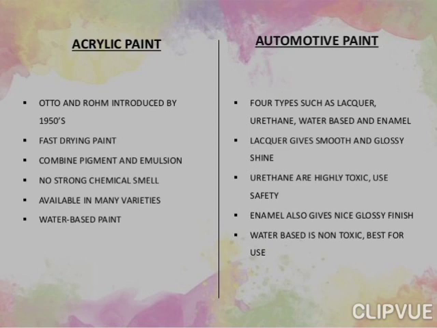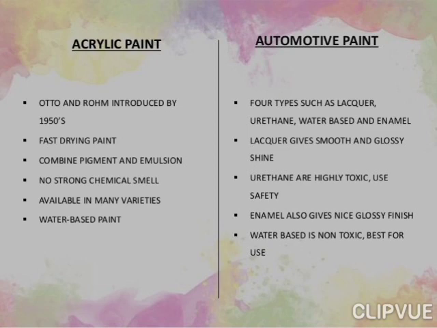The difference between acrylic and automotive paint. Otto and Rohm actually introduced these types of paints. Acrylic paints are fast drying paint. Acrylic paints combine pigment and emulsion. Acrylic paints have no strong chemical smell. Acrylic paints are available in many varieties. Acrylic paints are basically water-based paint.